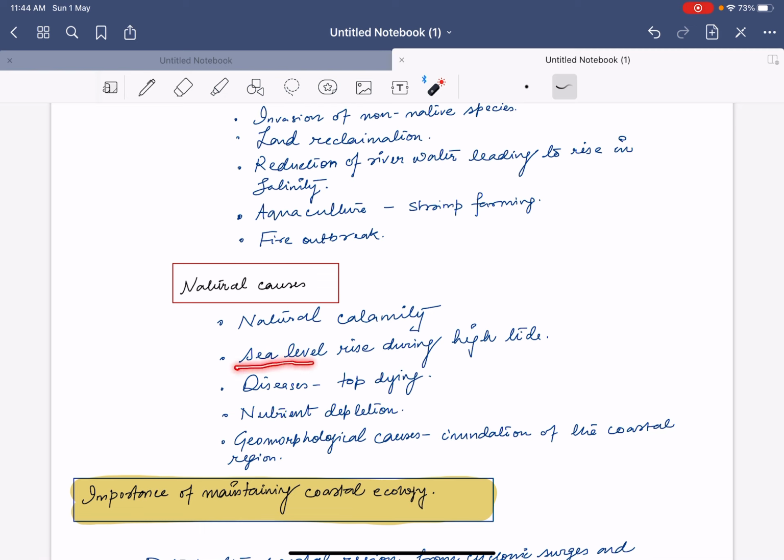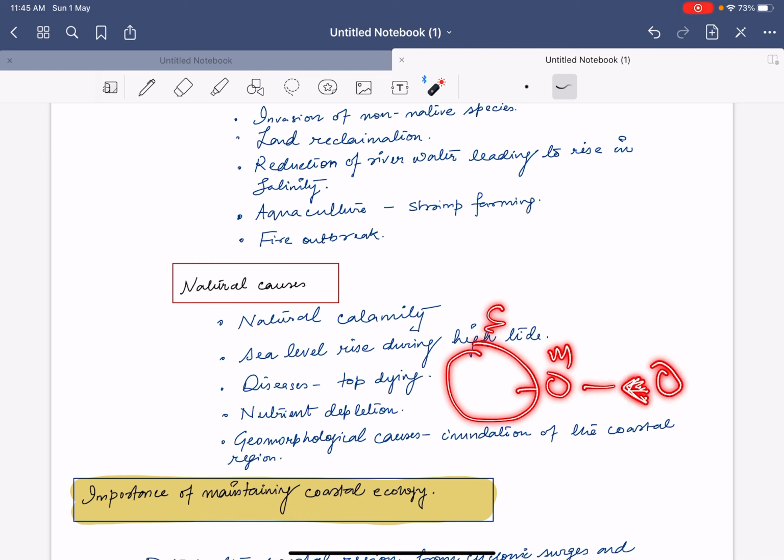Next, sea level rising due to high tide. The high tide phenomenon occurs when the moon, the sun and the earth are in synchronization. Synchronization means, if the moon is over here, the sun is over here, and the earth is over here, the gravitational pull of the moon and sun will be higher, leading to a high tide situation. So these high tides are also responsible for the reduction of the mangroves.